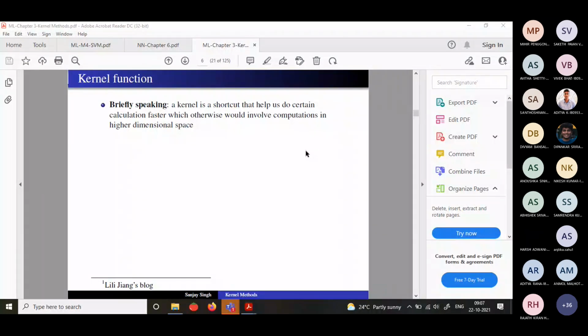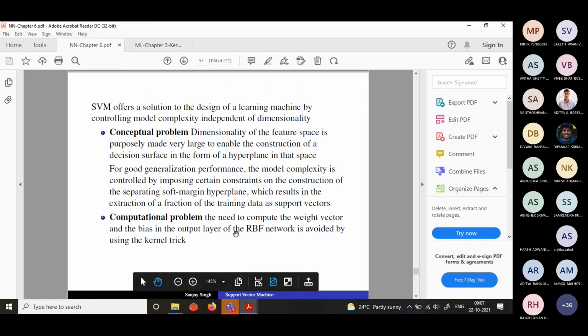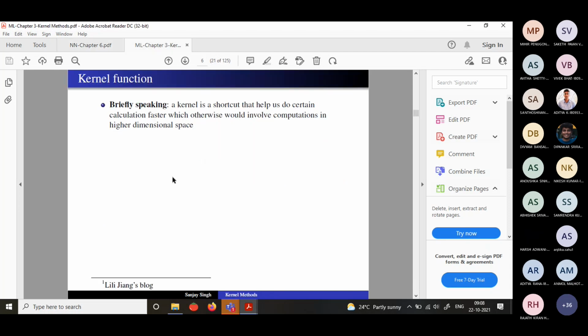Just to give an idea what we mean by kernel function and why we are saying that it is better at computing. We just said that the need to compute the weight vector and the bias in the output layer of the RBF network is avoided using a kernel trick. Kernel trick we know, but how it works, just a minute, here we see.